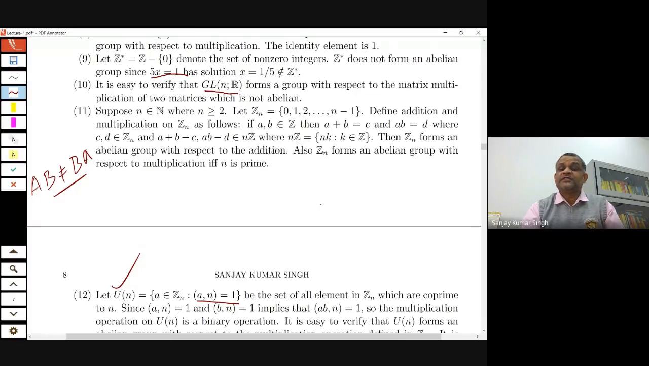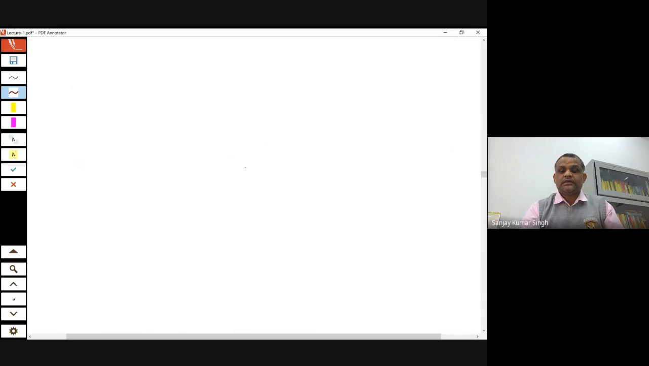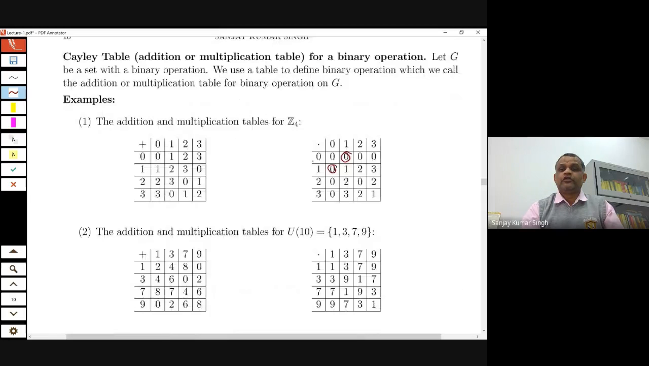So it is a group with respect to addition only. And with respect to multiplication, it will be a group only if n is a prime number. And here I have taken an example. If n is equal to 4, then it is not a prime number, and the multiplication table, the Cayley table, does not give you a group structure with respect to multiplication.